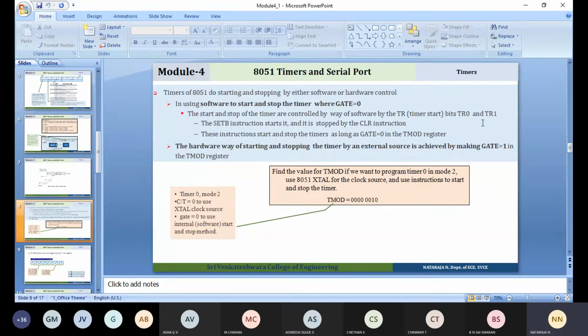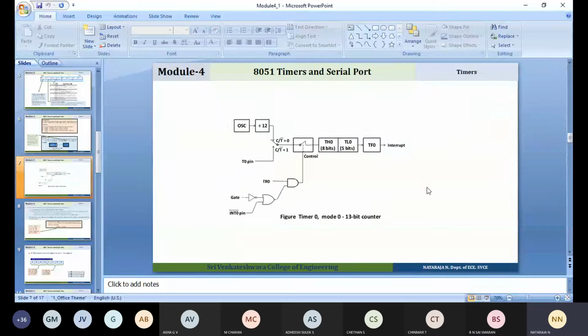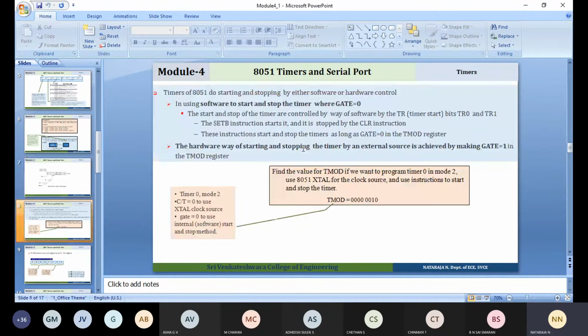TR is very important to run the program in all modes: mode 0, mode 1, mode 2, mode 3. Here also we need to give a TR signal. With respect to the TR set bit, we give 1, and only then will it generate a 1, and based on that we get the output. Make a note of this.